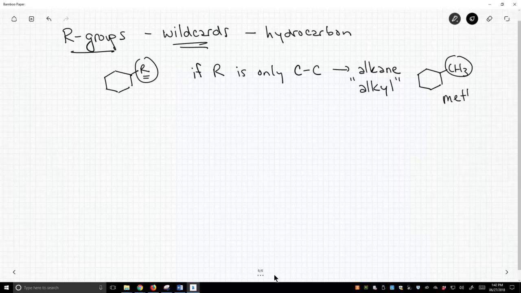Specifically, it is the methyl group. And methyl is a specific example, and that falls in our nomenclature. We'll see that later, but that's a methyl group.